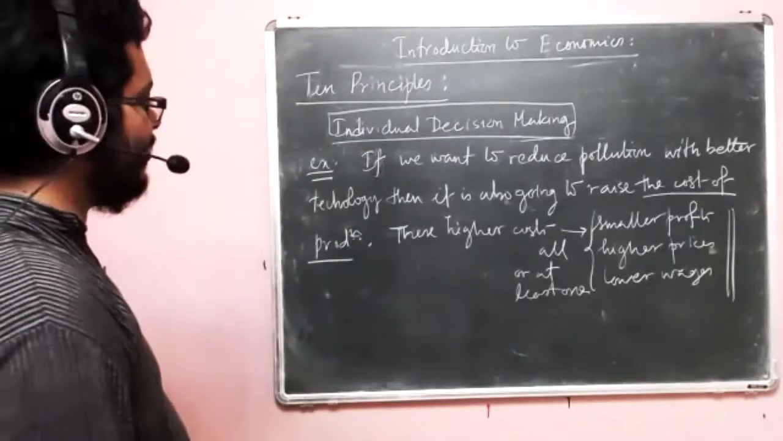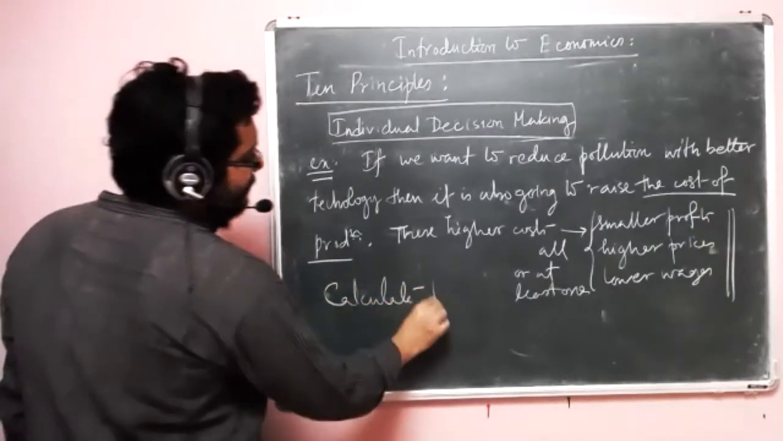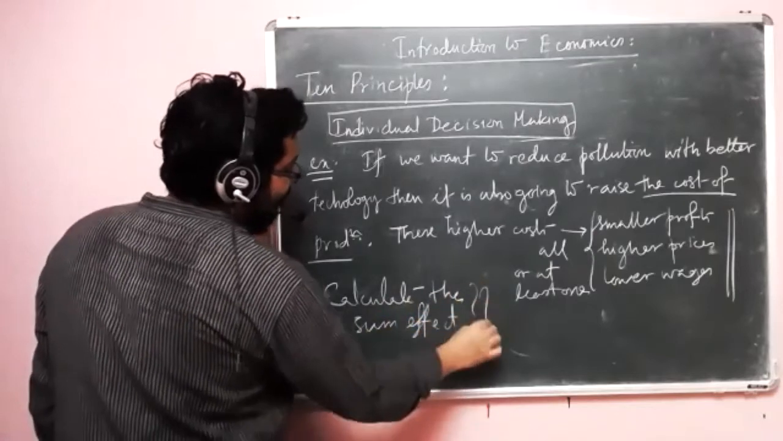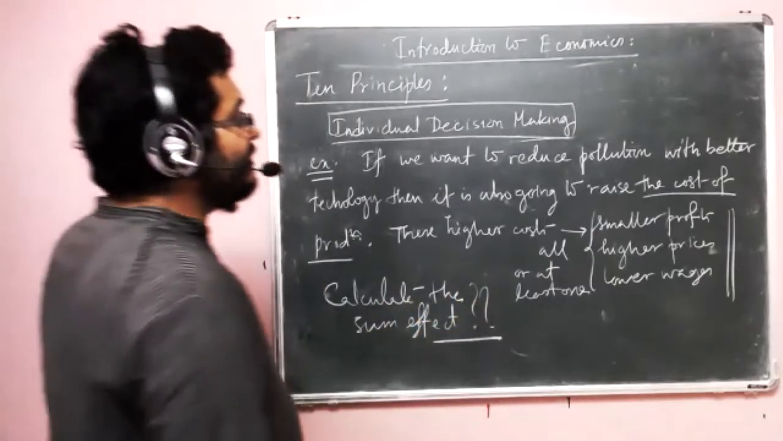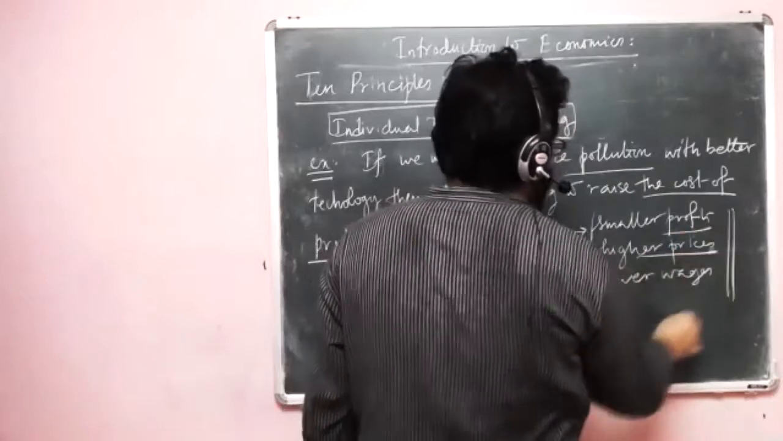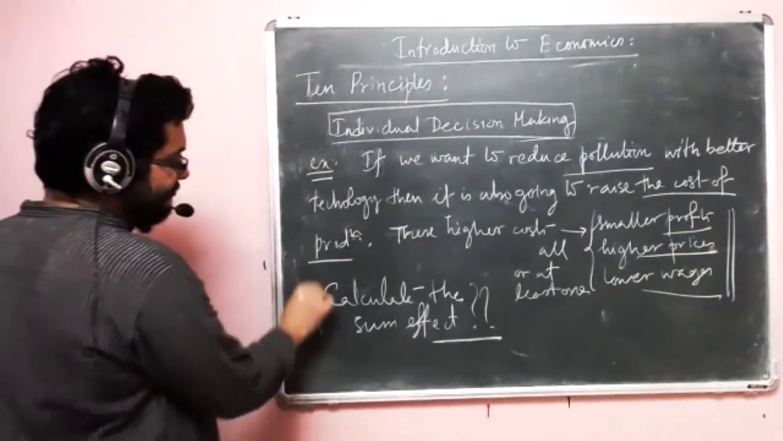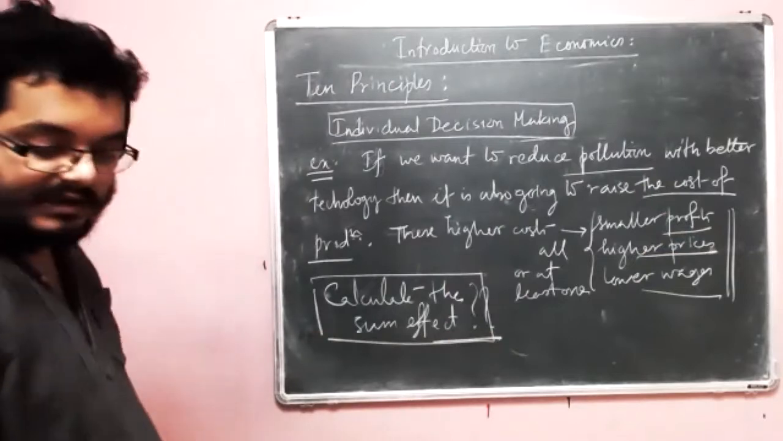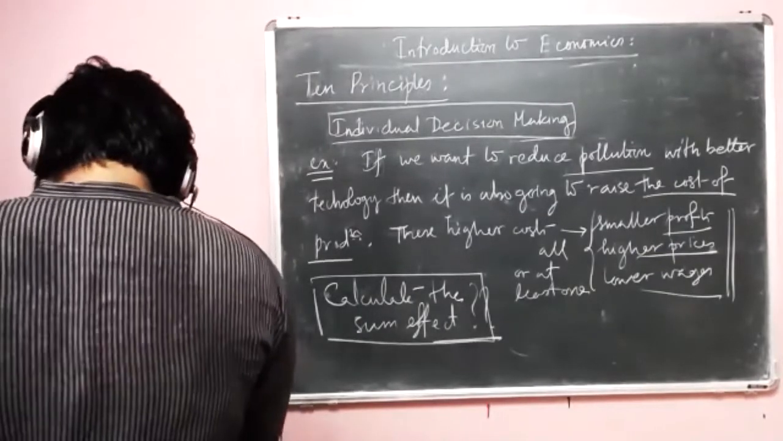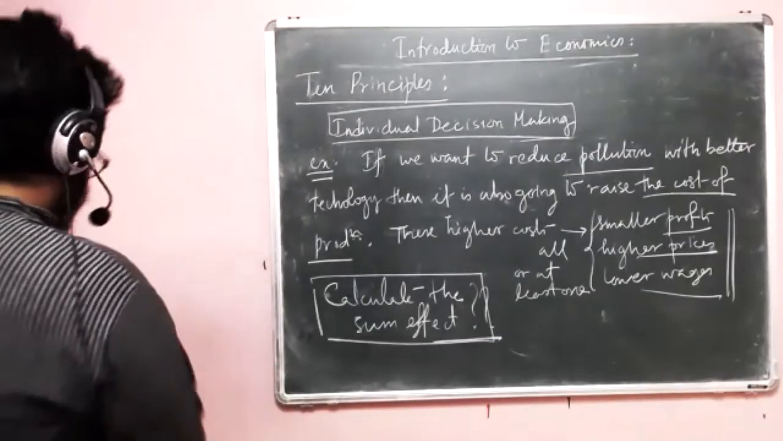Right. So given this trade-off, one of the important questions is how to calculate the sum effect, or the summary effect. How do we calculate it? Given that on one side we are gaining by reducing pollution, but on the other side we are losing because either profit will be lower or prices will be higher or wages will be lower. So this is the kind of trade-off which leads us to discuss the different ways of calculating the sum effect, because depending on how we calculate it, the decision to take is connected.